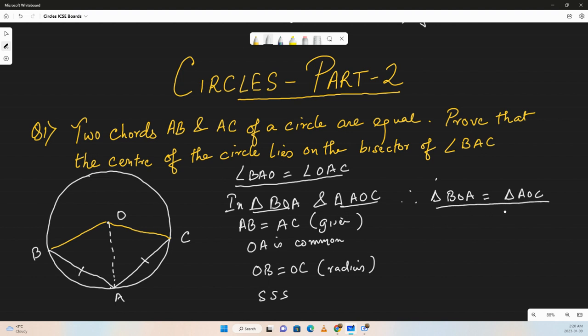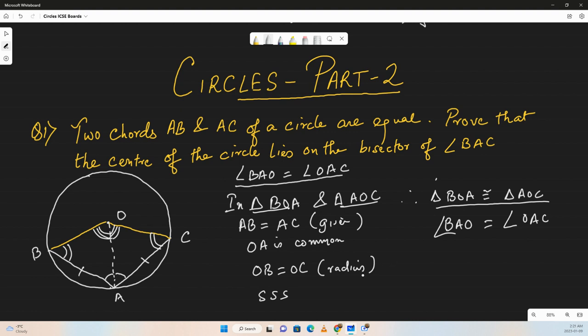They are congruent triangles. So if they are congruent triangles, the angle BAO is equal to the angle OAC, because all angles and all sides are equal. So this angle is equal to this angle, and this angle is equal to this angle, right? So all angles are equal, and all sides are also equal because it's a congruent triangle. So very simple question, and that's the proof for this question.